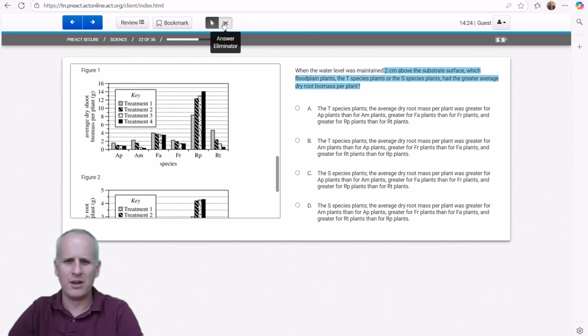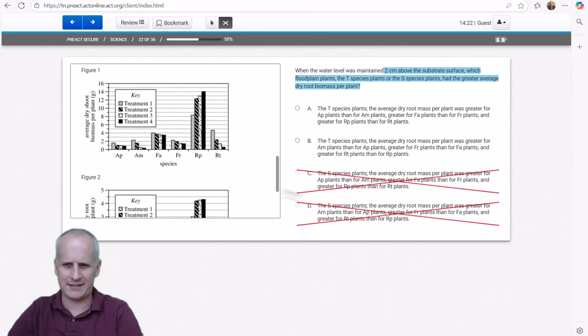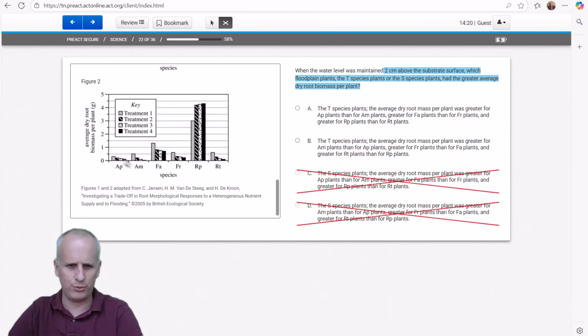So we can eliminate all of the answer choices that have the S as having the greater dry root. Oops, I've got to scroll down and make sure I get the dry root structure here. But it's still the same. And so we're now going to make sure that all of the details are correct.